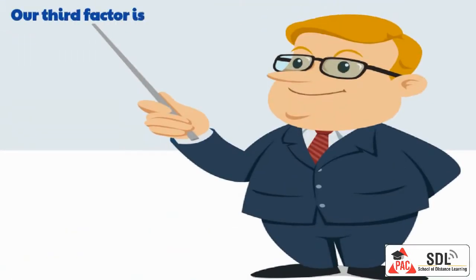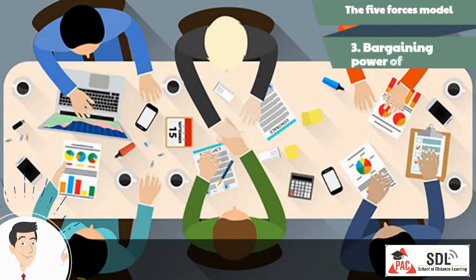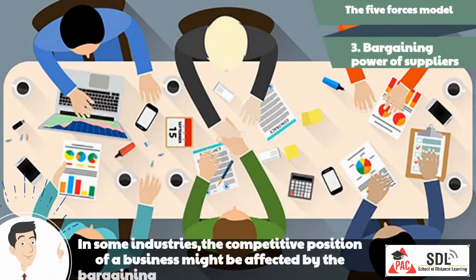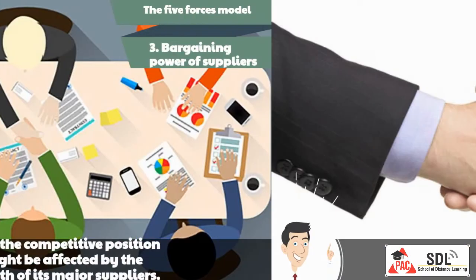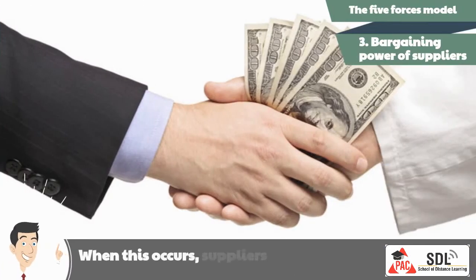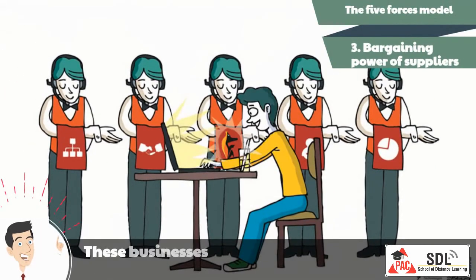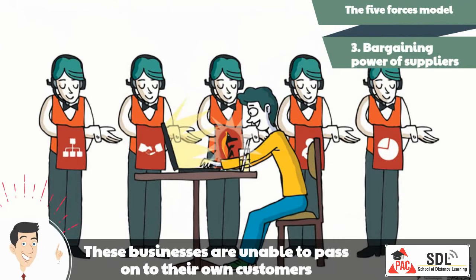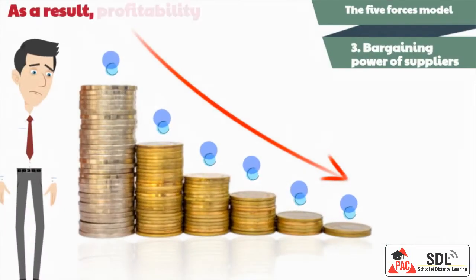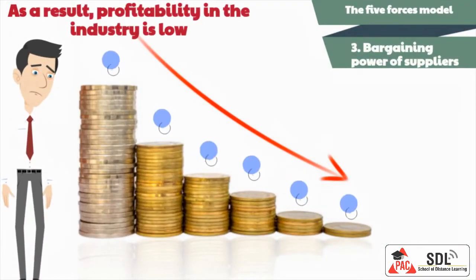Our third factor is bargaining power of suppliers. In some industries, the competitive position of a business might be affected by the bargaining strength of its major suppliers. When this occurs, suppliers might charge high prices to their business customers that these businesses are unable to pass on to their own customers. As a result, profitability in the industry is low.